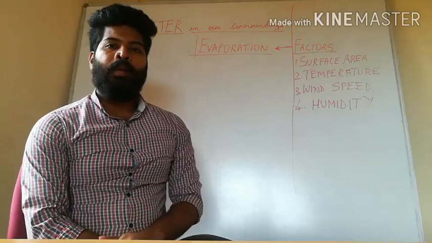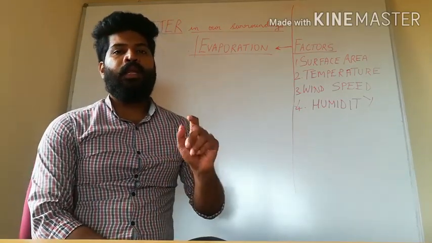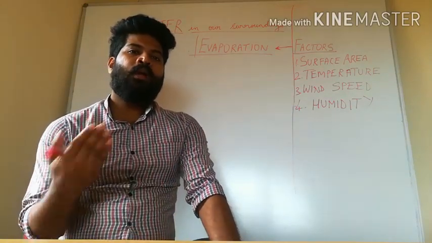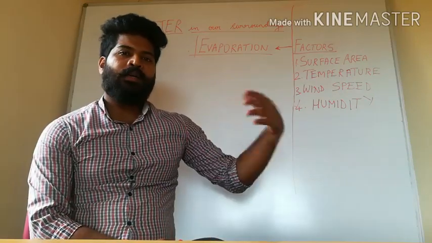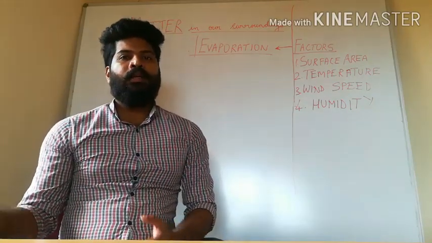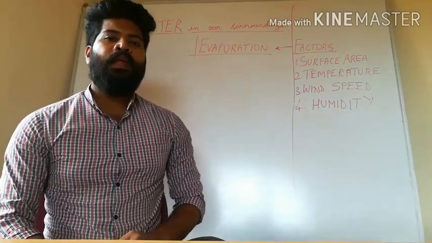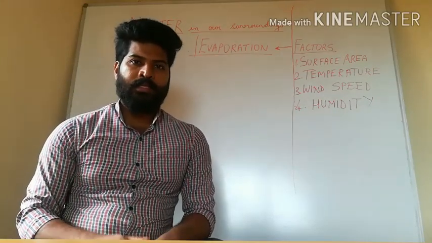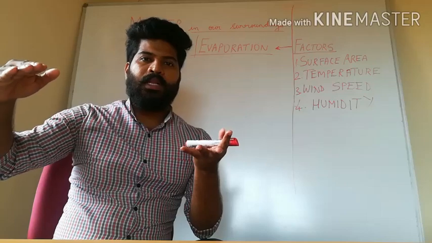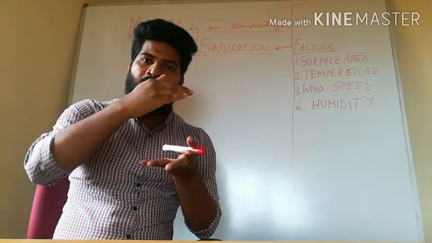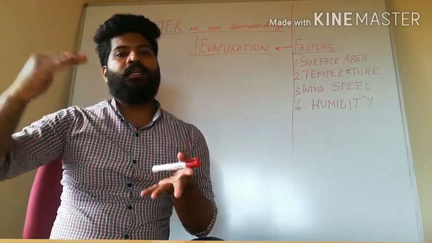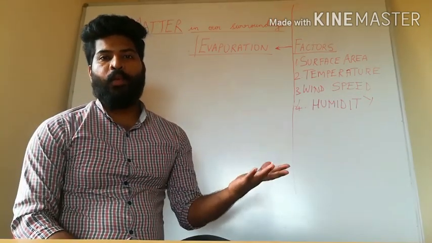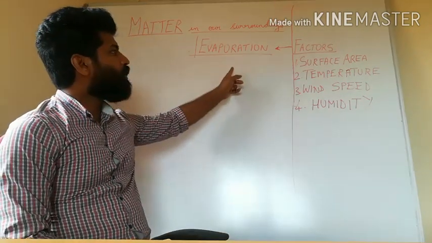Factor number 2, temperature. No doubt temperature is a very important factor. You would see that if you hang the same towels out for drying during rainy season and during summer season, in summer season the towel would dry very fast. That is because the temperature is higher. Due to increased temperature, particles at the surface will gain kinetic energy much faster and they will evaporate at a much faster rate. Comparatively, during monsoon, the sun is not out that frequently, therefore the rate of evaporation is less.